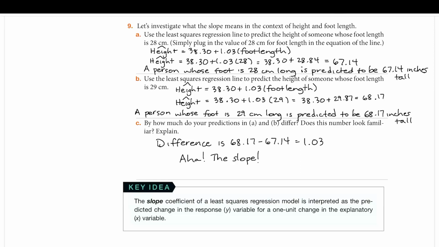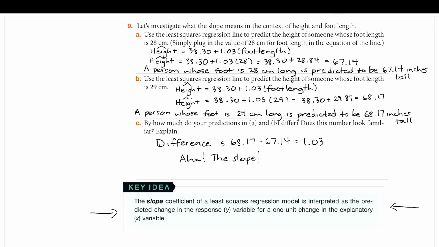Let's see how you did with parts B and C of number 9. In part B, if you plug a foot length of 29 into the predicted height equation, you should get 68.17. So a person whose foot is 29 centimeters long is predicted to be 68.17 inches tall. In part C, they asked by how much those two predictions differed. If we take the difference, aka subtract them, we get 1.03, which is actually the slope of the equation.